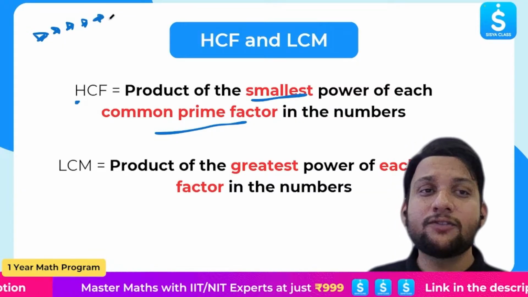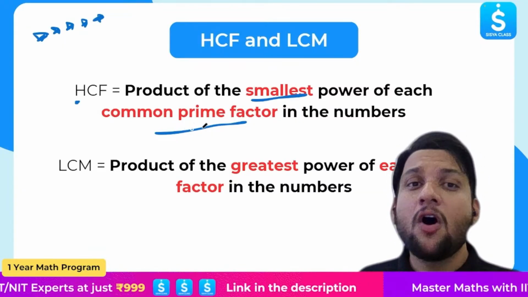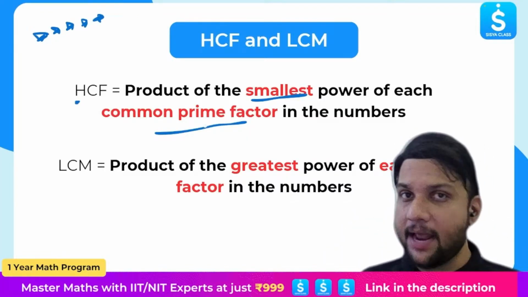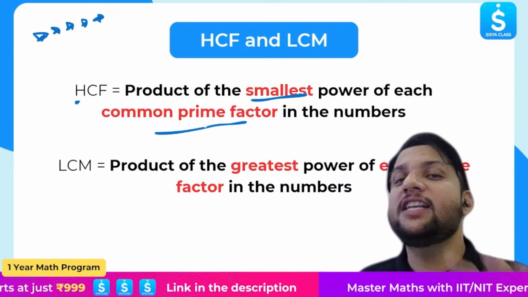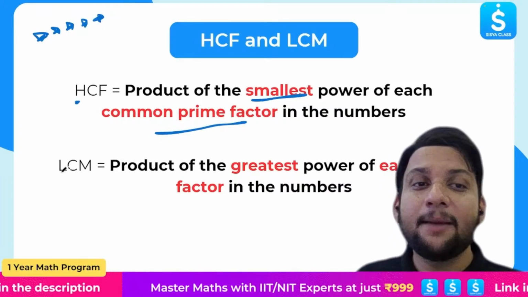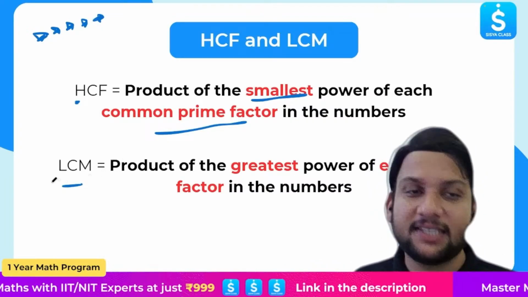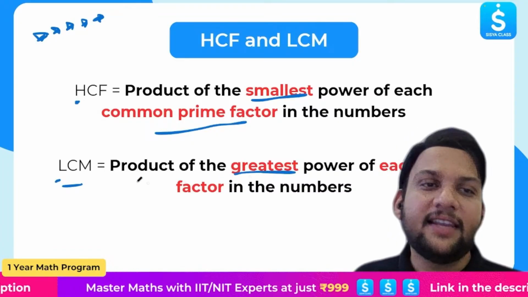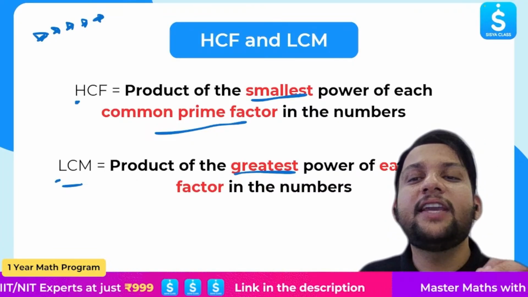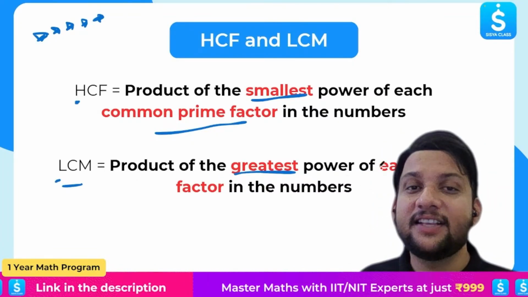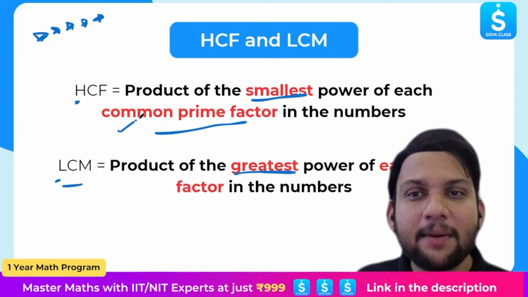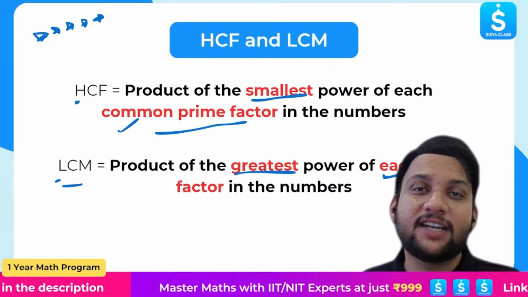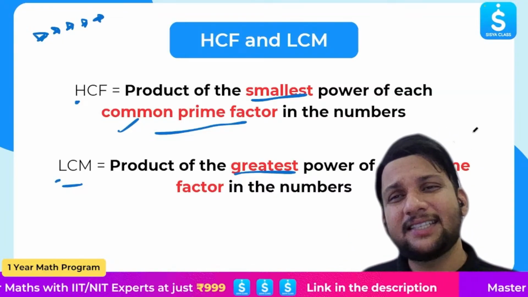So HCF is the product of the smallest power of each common prime factor. First, we have to consider each common prime factor and see the smallest power. LCM is the product of the greatest power. Again, HCF is least, so LCM is greatest, the power of each prime factor. All the prime factors we have to consider. And it's okay if you are able to understand, let's say, 50%.